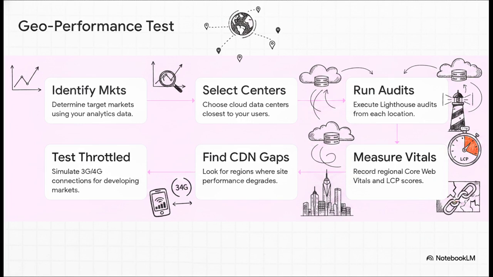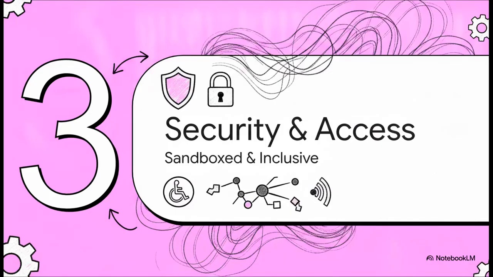A site that loads in a snappy 1.2 seconds in New York might take 4.5 seconds for a user in Mumbai. By mapping out your analytics, you can actually select cloud browsers hosted in data centers closest to your users. You can run Lighthouse audits, measure Core Web Vitals, spot gaps in your CDN coverage. You can even throttle the network down to 3G or 4G speeds to see exactly what that user halfway across the globe is experiencing.